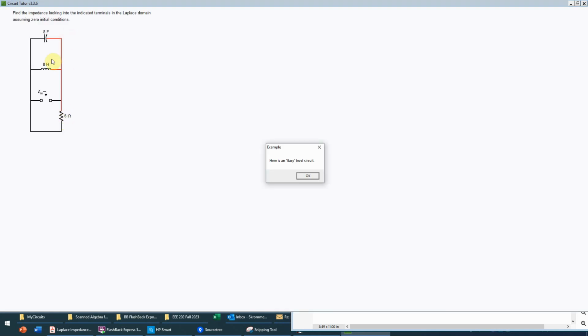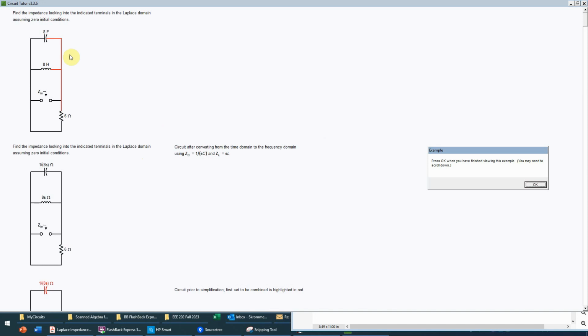Okay, so we have three elements here that are in parallel. And you see that these are in the time domain because we have farads and henries for the capacitor and the inductor respectively, which never appear in the Laplace domain where we only deal with ohms. And we also see they're in parallel because they're connected to the same pair of nodes, colored black and red here respectively. So we'll go ahead and look for the solution to that one.